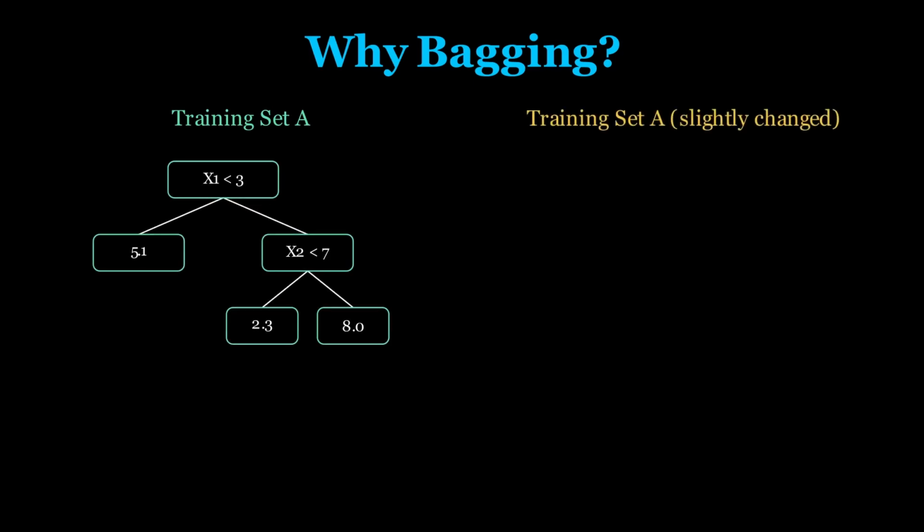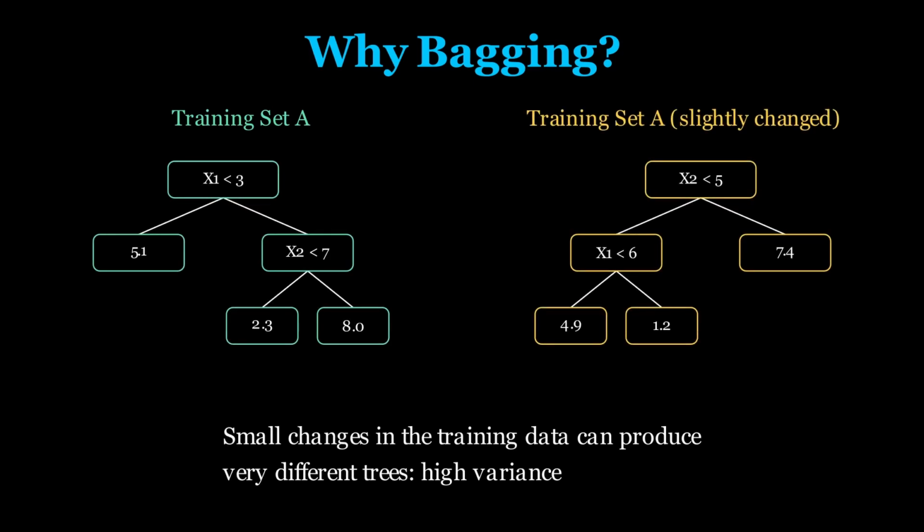Let's start with the problem bagging is designed to solve. Suppose we fit a decision tree to a training set, and then change just a handful of observations and fit another tree. The 2 trees can look completely different. The first tree splits on x1 at the root, while the second splits on x2, and the structures below the root don't match either. This instability means decision trees have high variance.